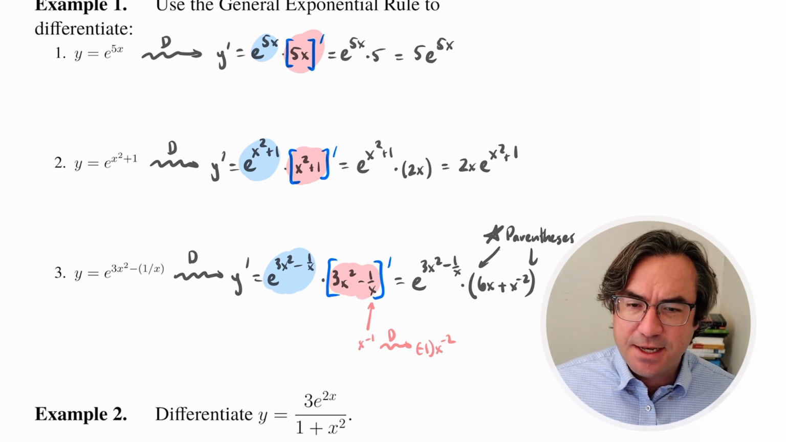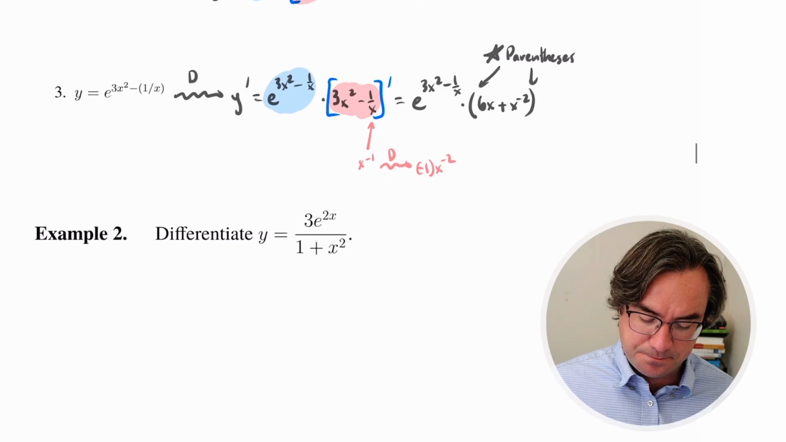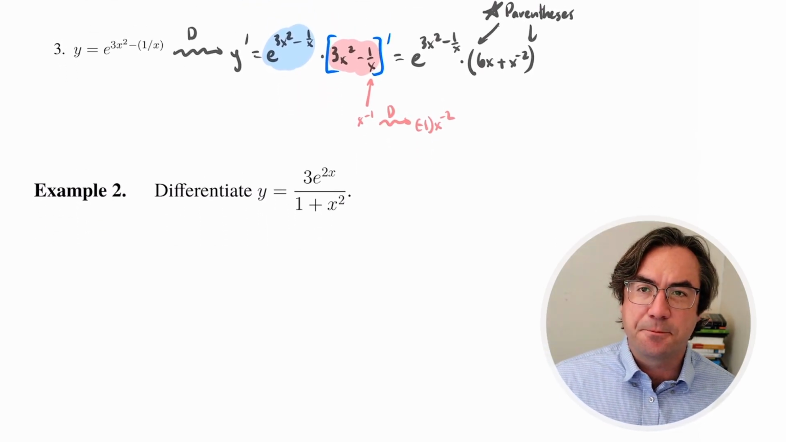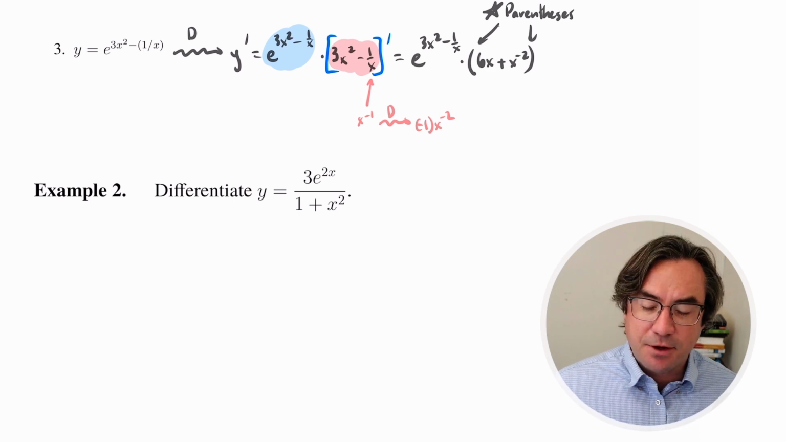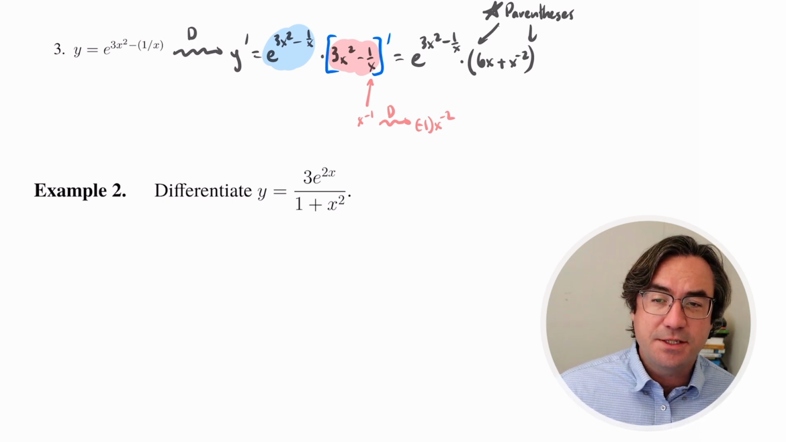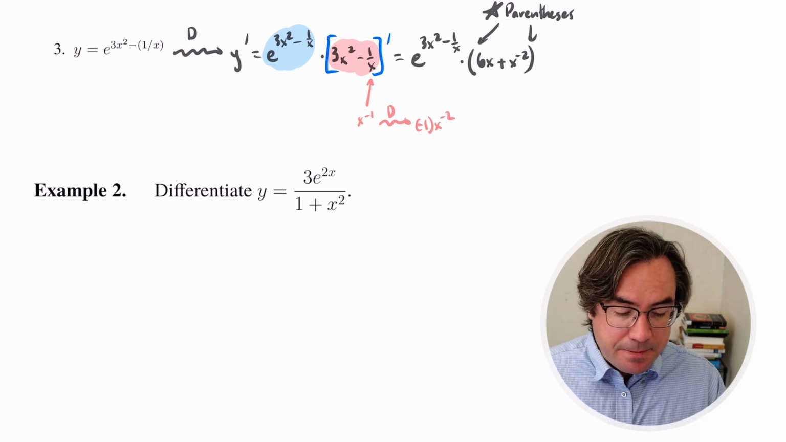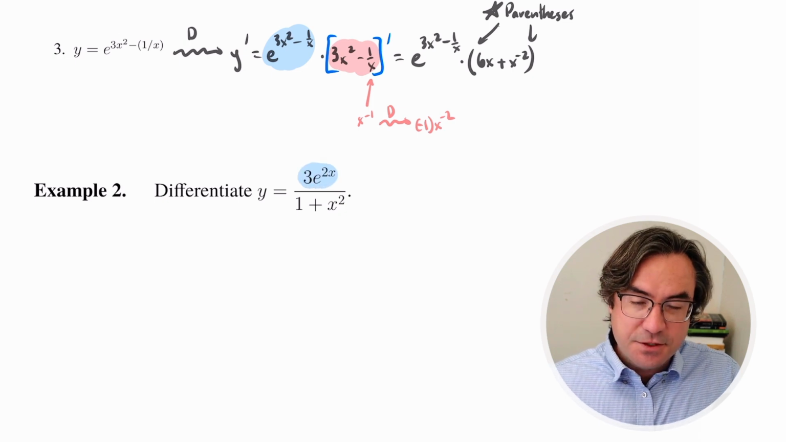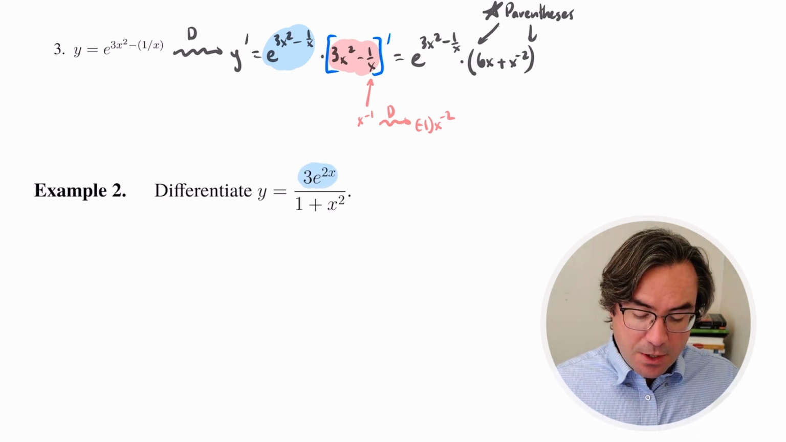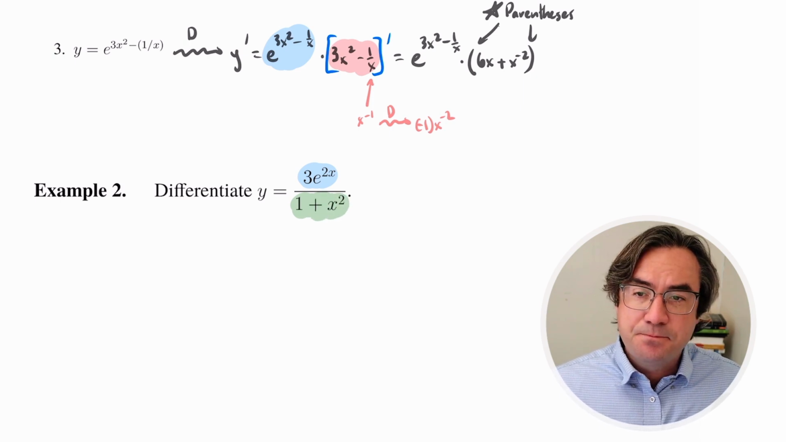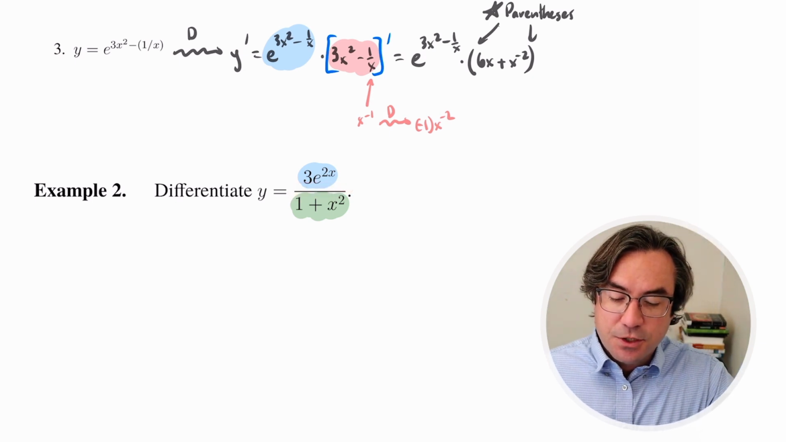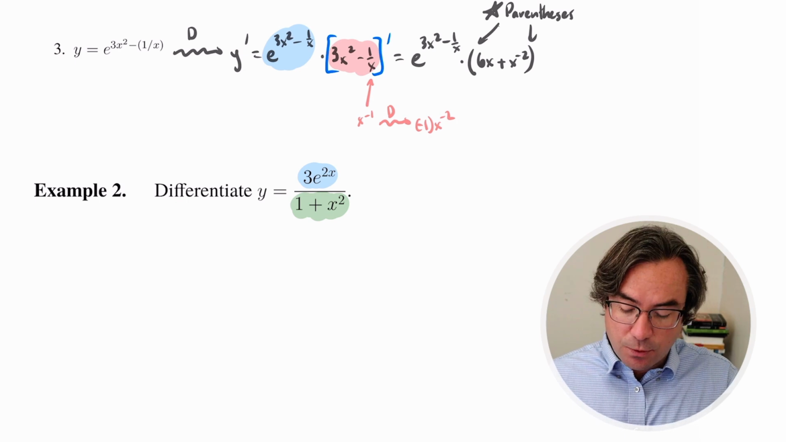All right, so let's try one more. Let's get a little quotient rule going here. So the next example, our function is y equal to 3e to the 2x over 1 plus x squared. And we want to differentiate this. And as this is written, what do we have? Well, we have some x terms on the top. We have some x terms on the bottom. And this is a fraction. There's a quotient here. So the first rule we got to use is quotient rule.